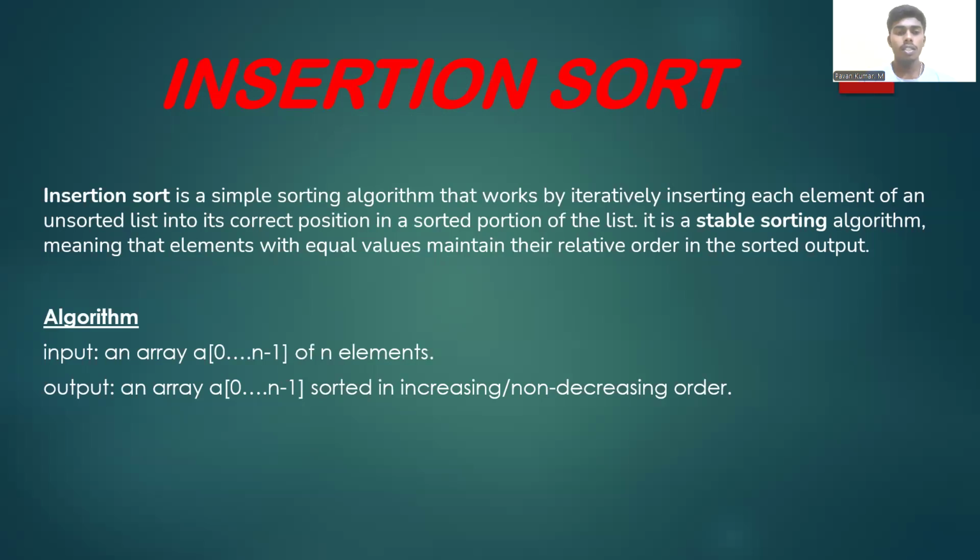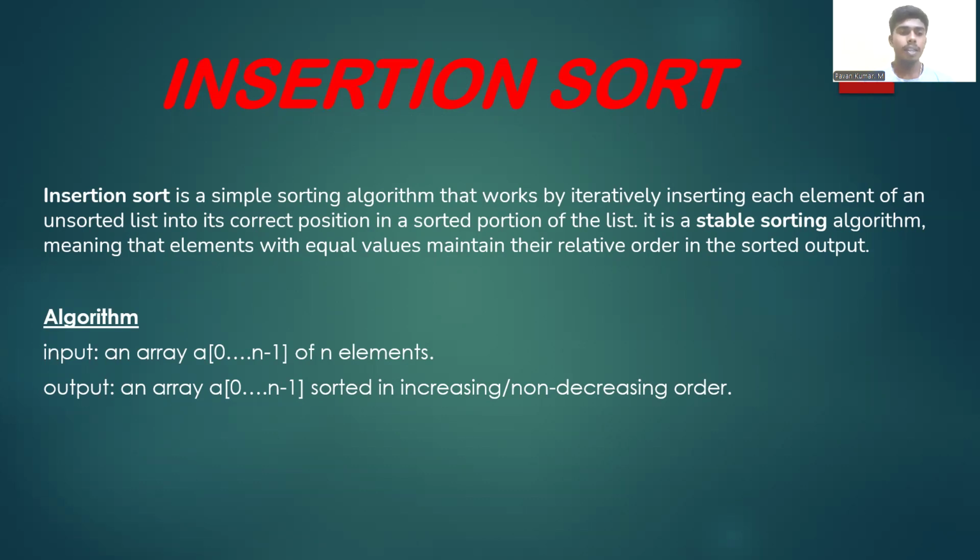Insertion sort. An insertion sort is a simple sorting algorithm that works by iteratively inserting each element of an unsorted list into its correct position in a sorted portion of the list. It is a stable sorting algorithm, meaning elements with equal keys maintain their relative order in the sorted output.